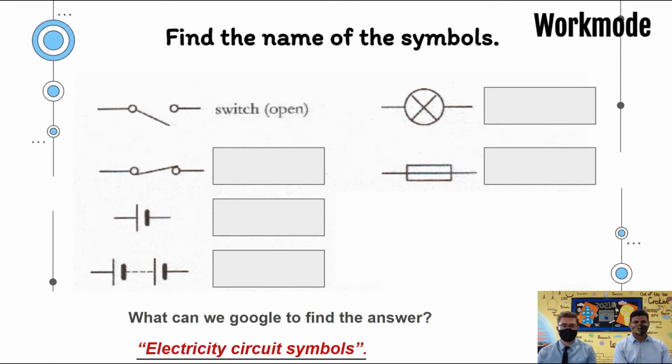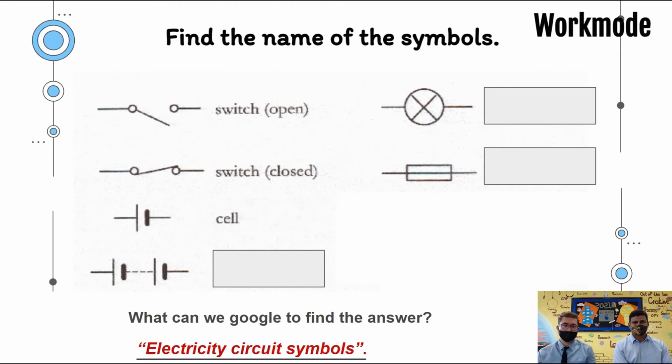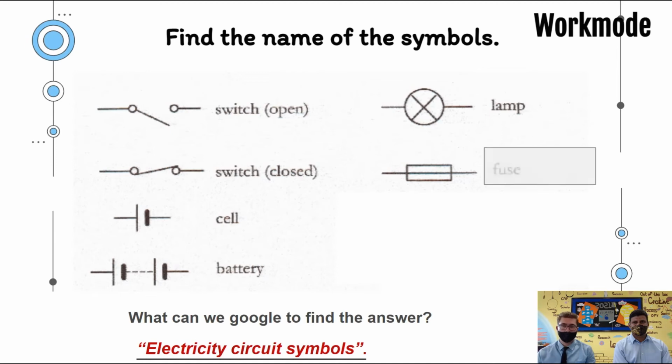Okay, so number one, the switch, open. Number two is the closed switch. So when the switch is closed, the electrons start flowing, so the current also starts flowing. Then you have the cell, only with one side. And here we have a combination of cells. So this is your battery. This one you should know, the lamp or bulb. And here we have the protection mechanism, so that is the fuse.